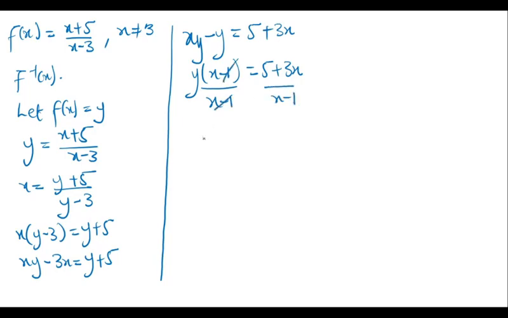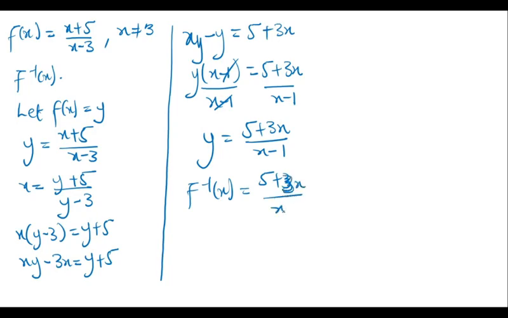This cancels this. So we have y is equal to 5 plus 3x all divided by x minus 1. So it means our f inverse of x, or the inverse of the function as we are given over here, is equal to 5 plus 3x, sorry, this is 3x divided by x minus 1.